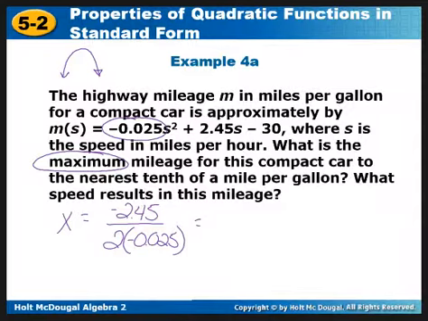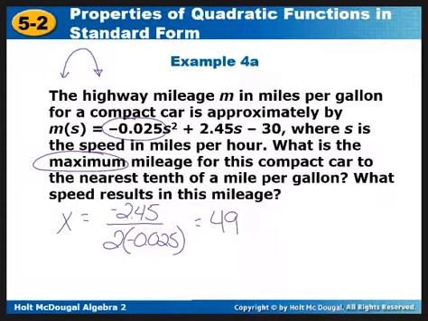Now we should get a positive value. So negative 0.025 times 2 on the bottom gives me negative 0.05. So I'm going to take negative 2.45, divide it by negative 0.05, and we get about 49. Well that's good. We got a whole number, so that should make this a little bit easier. So that would be the X coordinate of my vertex.